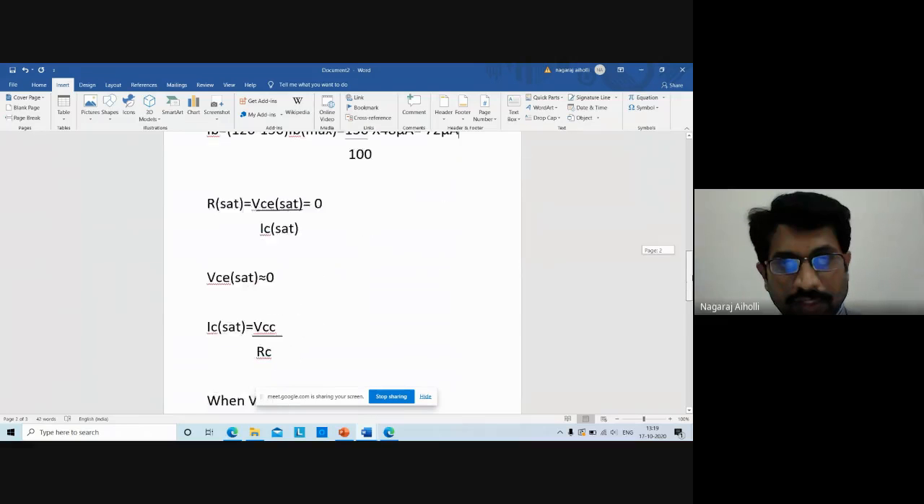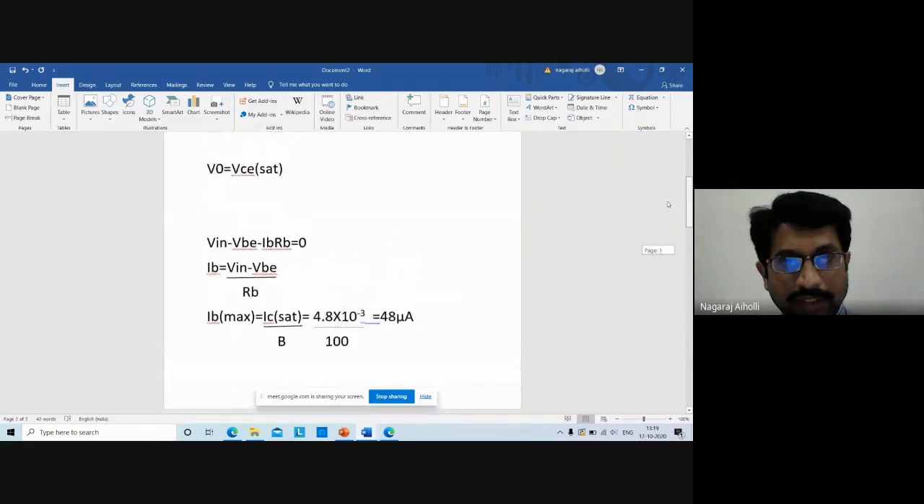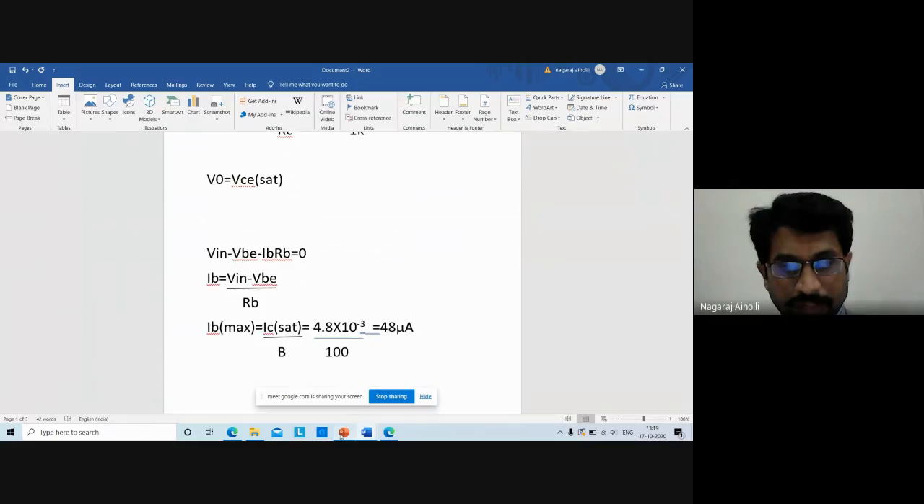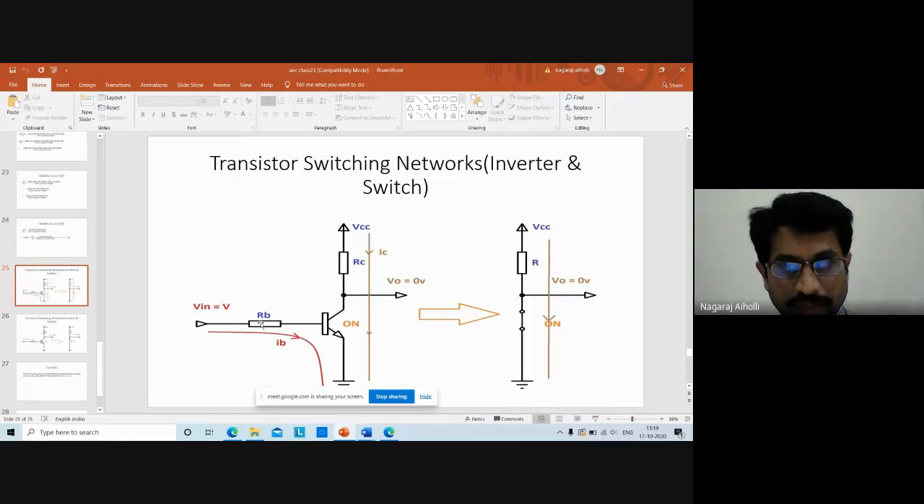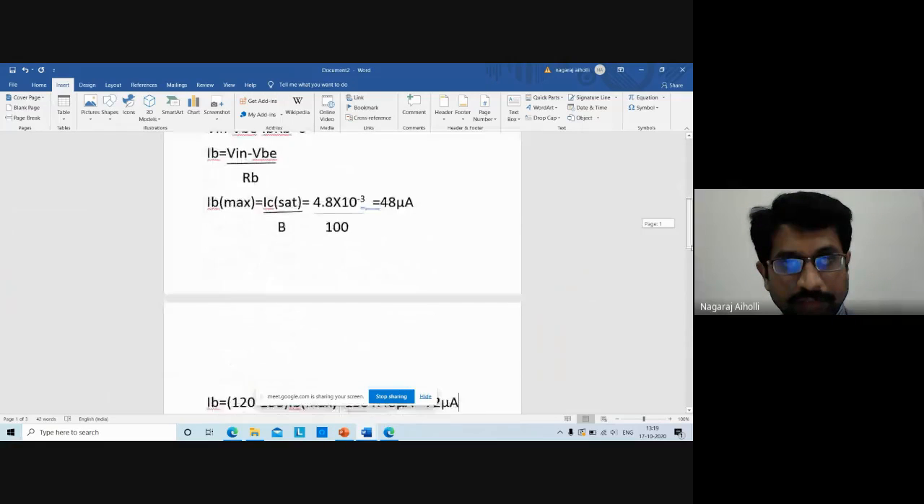Next, we have calculated IB. Then what is the equation to calculate RB? RB is in the input side. See the circuit. RB is in the input side, yes or no? So you have to apply the KVL equation to the input loop, that we have already applied. Let us use that equation directly. Here we have written the equation for IB.